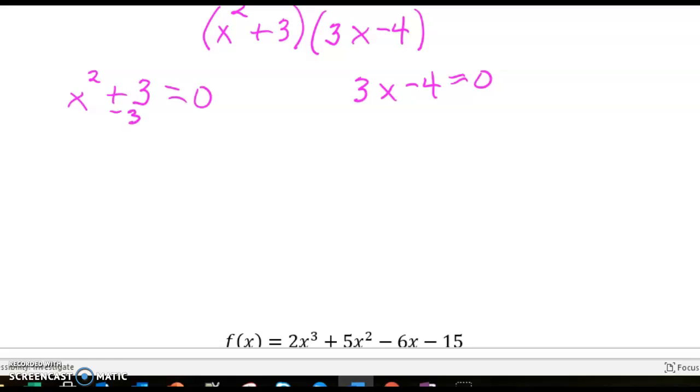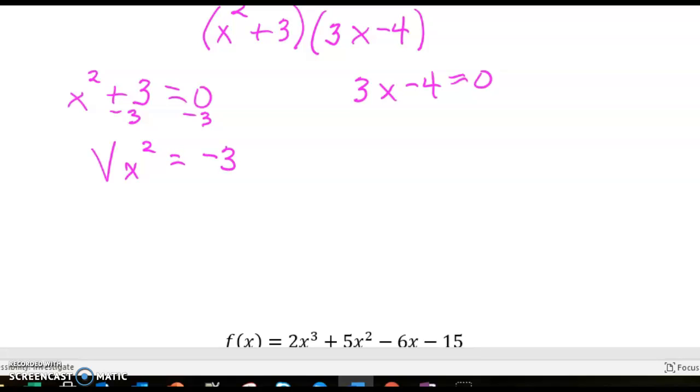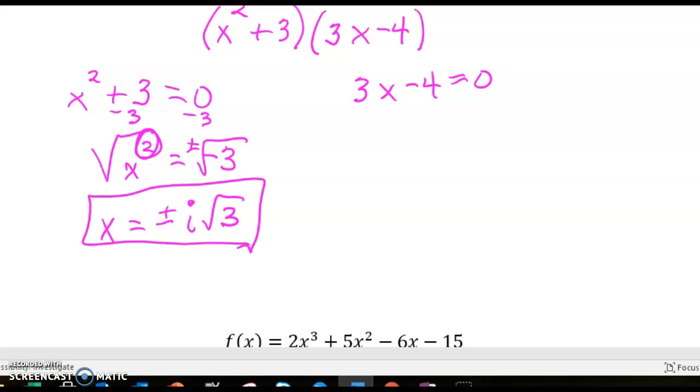So we'll subtract 3, x squared equals negative 3. Take the square root, always put plus minus in front. Anytime you have an x squared, you're always going to have two answers. So we have plus minus i square root of 3. Remember, when you take the square root of a negative, you take the i out. And over here, x will equal the opposite of this number, which is positive 4, divided by this number, 3.